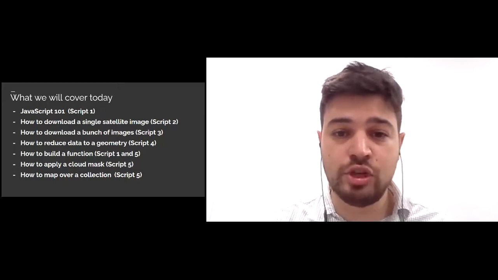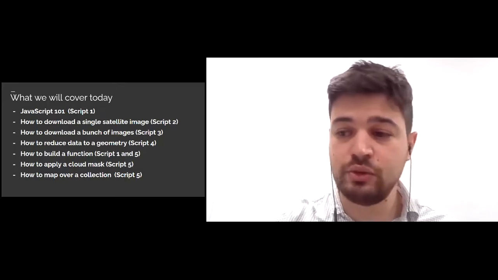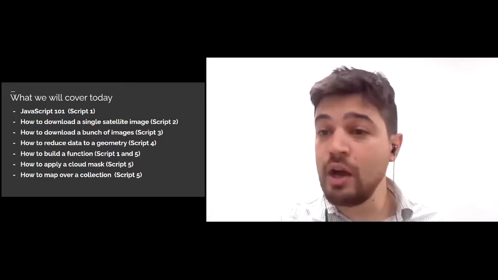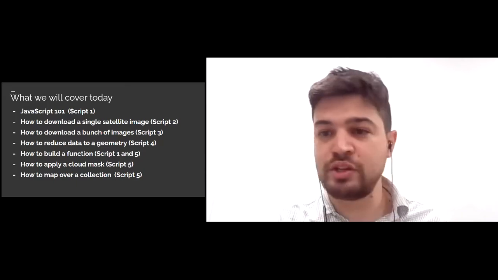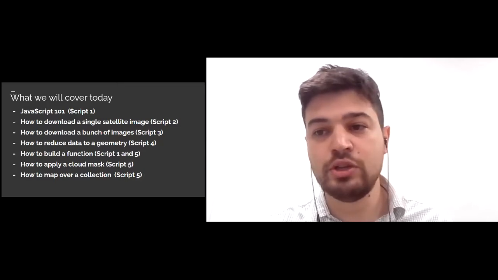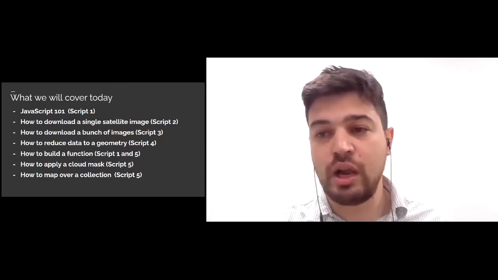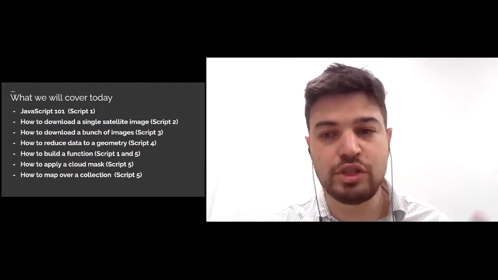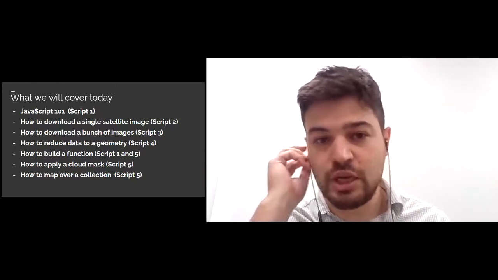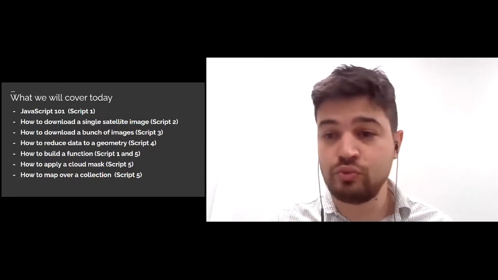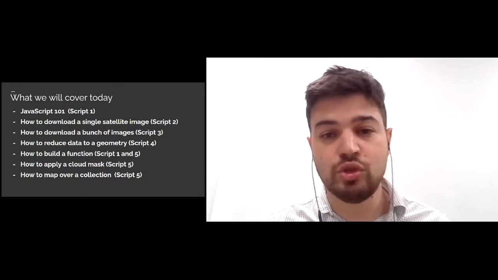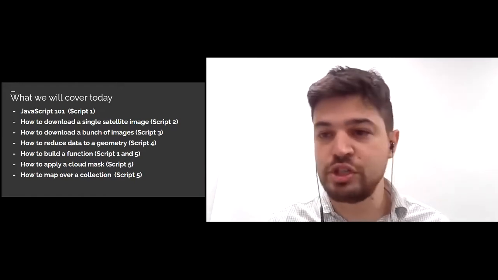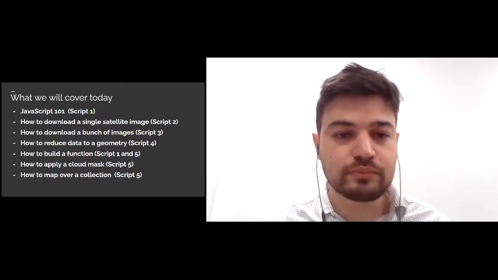So this is script 3: how to reduce data to geometry. What does reduce data to geometry mean? Basically, it is getting a polygon over an image and extracting some statistics. For example, I have an NDVI image and a polygon, and I want to know the average for this field. This is what Google Earth Engine calls reduce. So we can reduce to mean, reduce to median, reduce to any kind of zonal statistics that you can imagine.